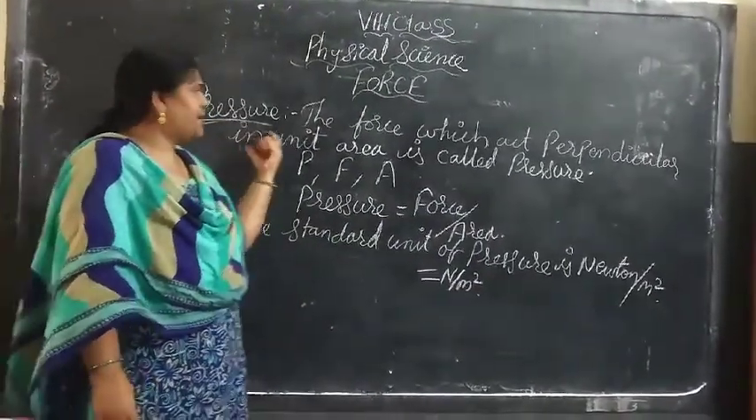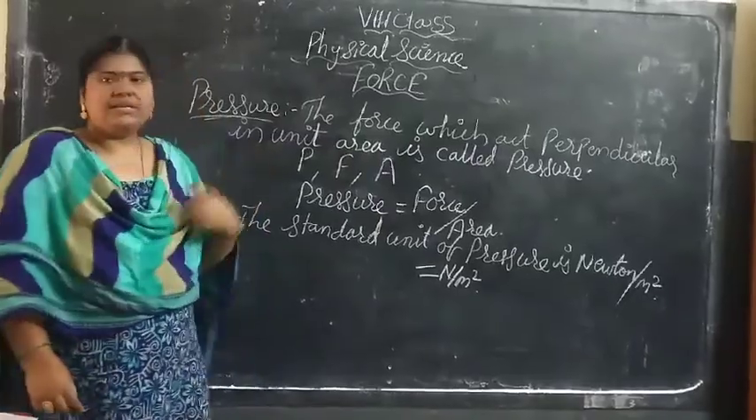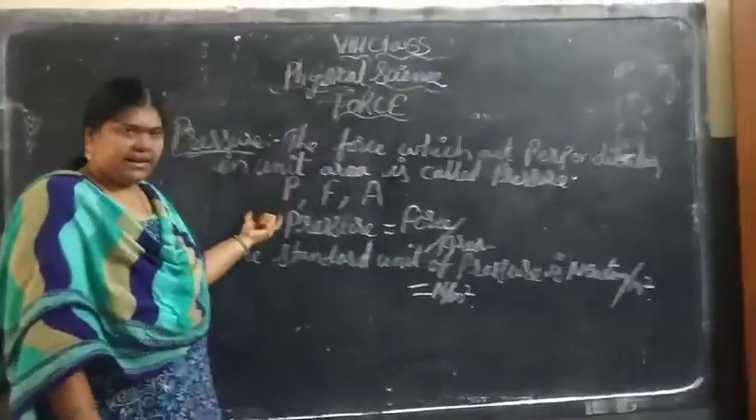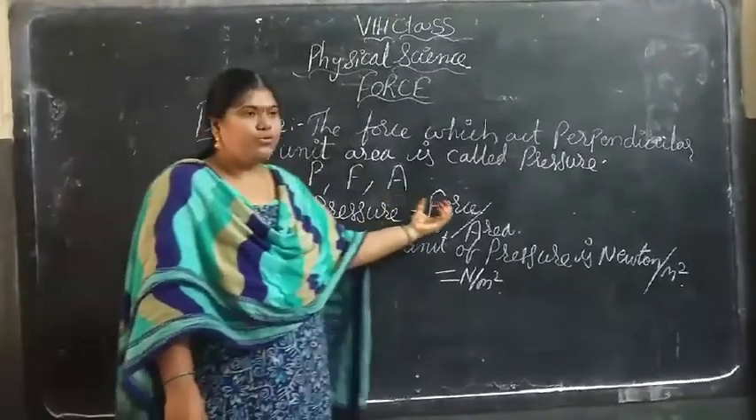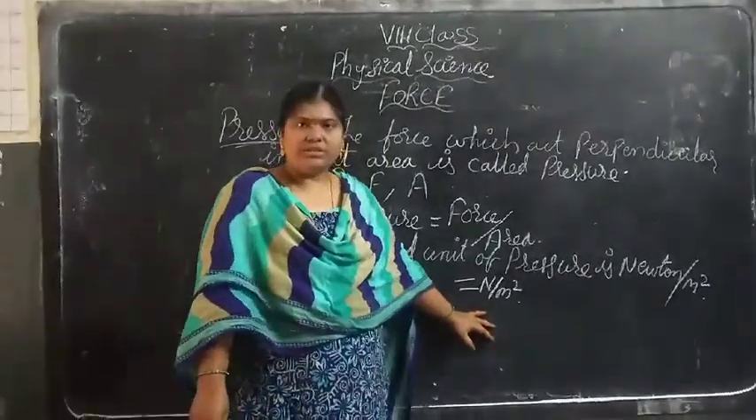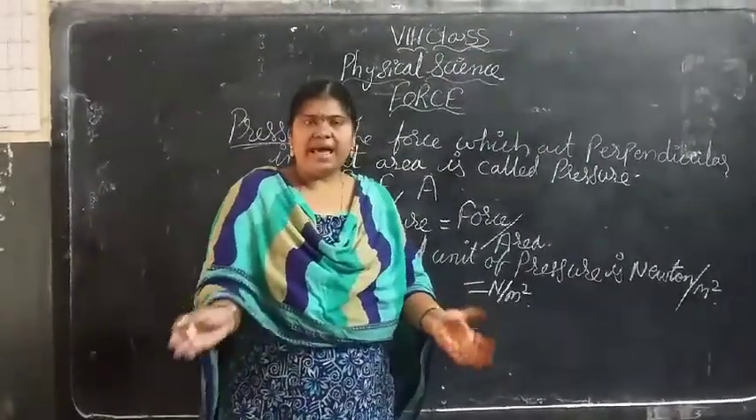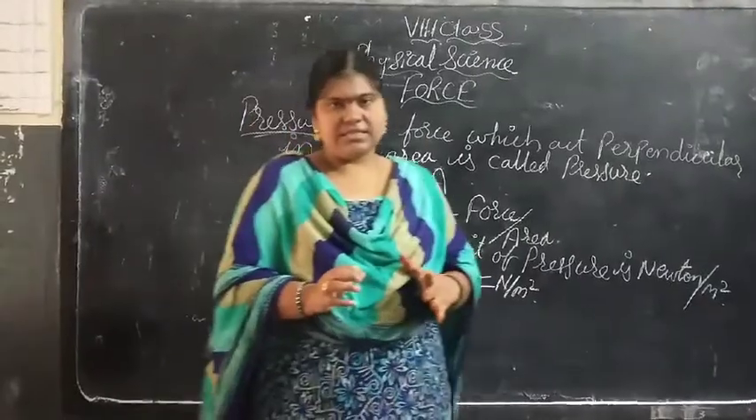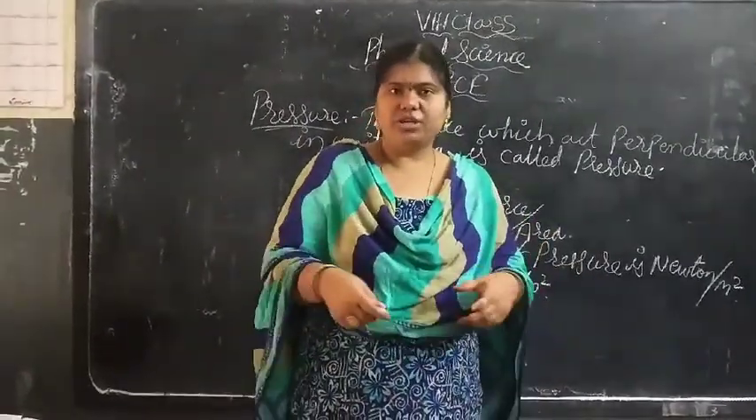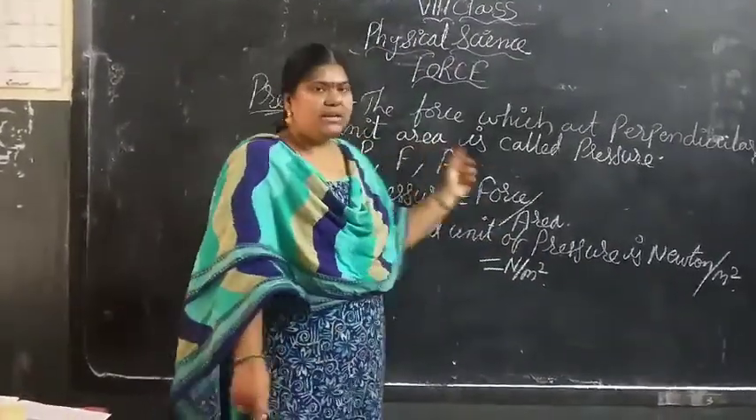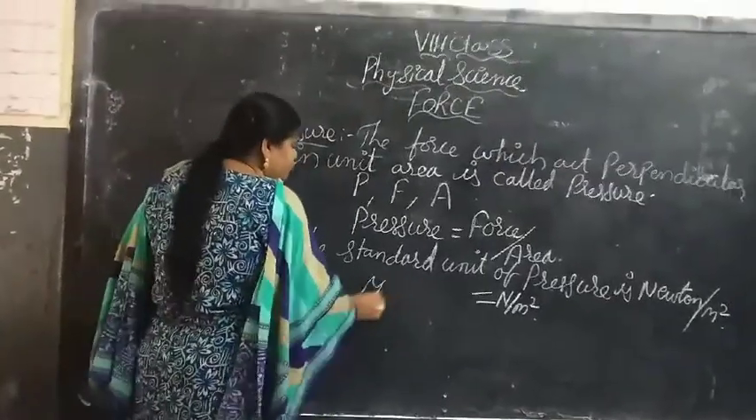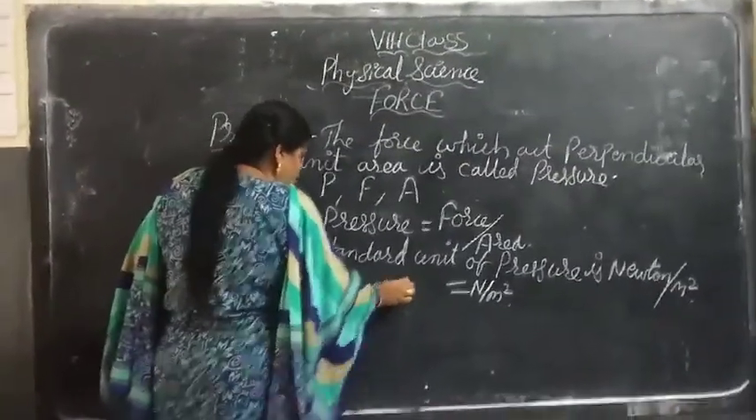Here the force which acts perpendicular in unit area is called pressure, and pressure is equal to force by area, and the standard unit of pressure is Newton per meter square. Will the pressure act in all the directions? When we are trying to lift an object, we say that the pressure will act in all the directions, but it depends on the magnitude of that particular object.